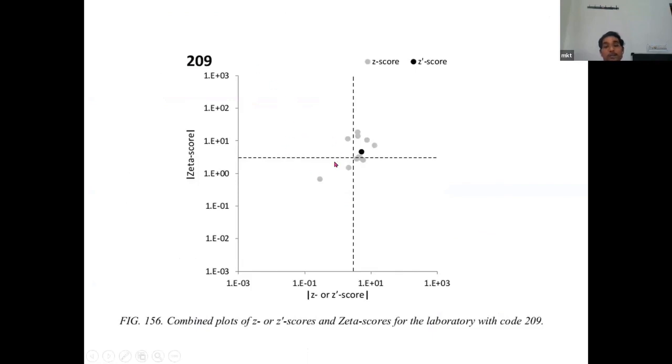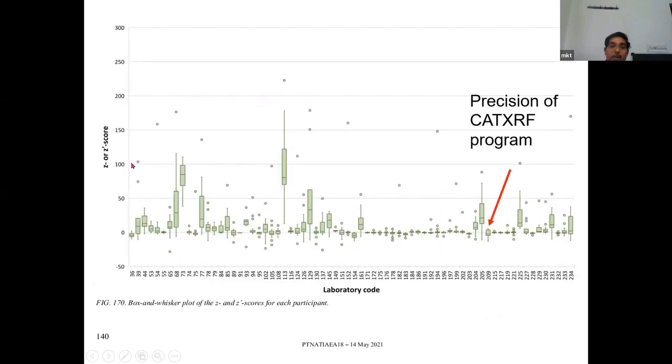So the analysis is good, and if you are in this range, it is quite good. It is also not very bad, but some of the elements are visible. If you compare the R and Z score factors, normally people do not share their codes, so these are the Z scores of different laboratory codes. Our laboratory code is 209. So you see, this is the precision of our TXRF program over here.